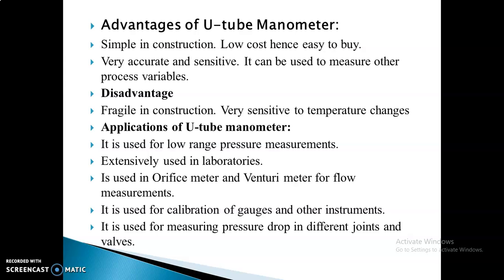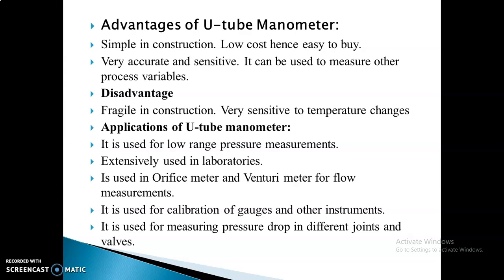So when you are looking at this, the advantages of the U-tube manometer: it is very simple in construction and low cost, easy to buy. It is very accurate and sensitive. It can also be used to measure other process variables. The disadvantages of this U-tube manometer: it is fragile in construction and it is very insensitive to temperature changes.